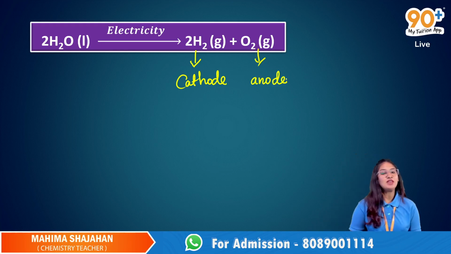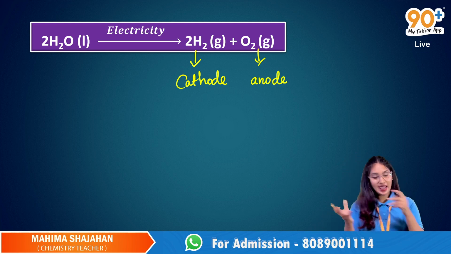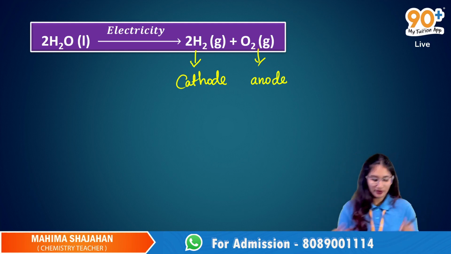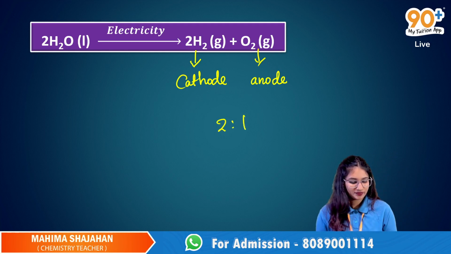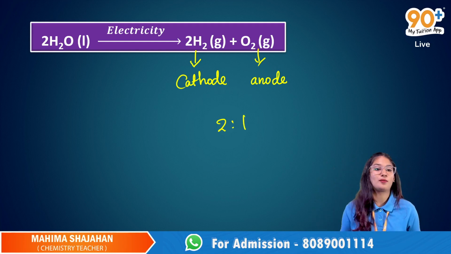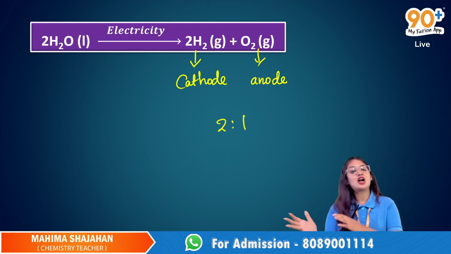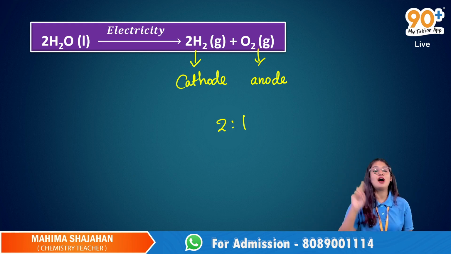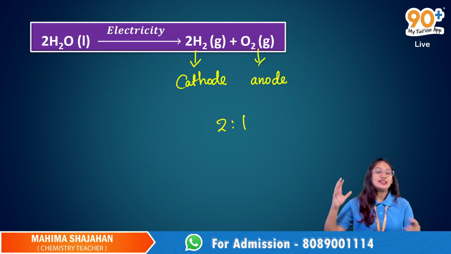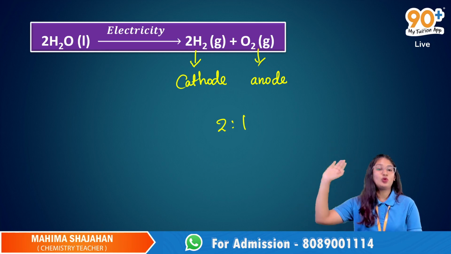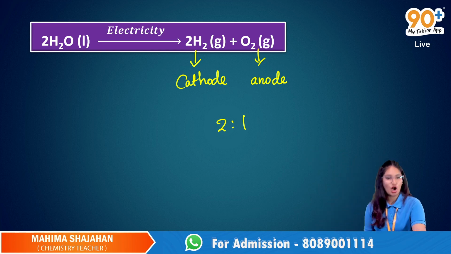When we calculate their amounts, hydrogen to oxygen will always be 2:1. The amount of hydrogen formed is double that of oxygen. Why? Because the composition is H2O. If you take one molecule, there are 2 hydrogen atoms and 1 oxygen atom, right? That is why the amount of hydrogen gas formed is double that of oxygen.